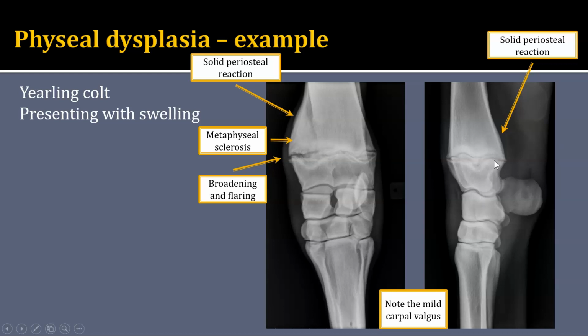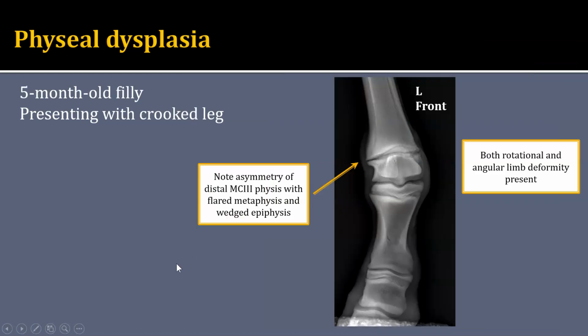On the lateral view, it's kind of more challenging to see the changes, but there is a solid periosteal reaction. And then this patient, we don't have a lot of the limb, but again, if I look at the long axis view of the radius compared to the long axis view of the third metacarpal bone, they don't have parallel lines, and so there is a little bit of a mild carpal valgus.